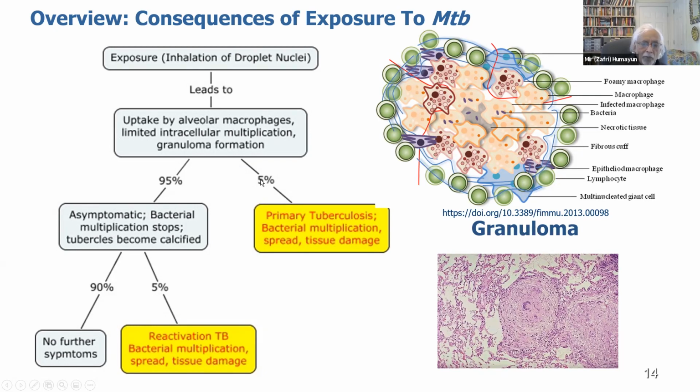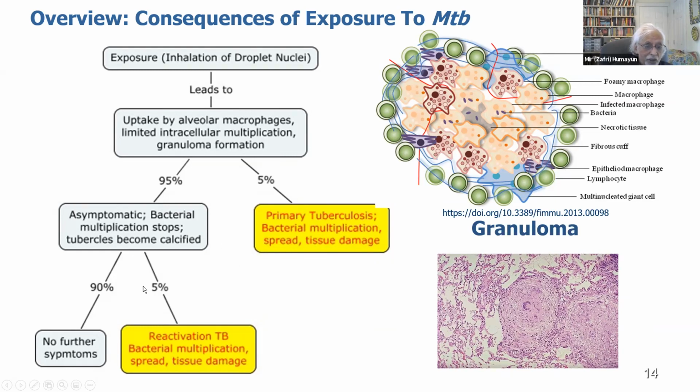Okay. What about the 5% who, immediately after the initial exposure to Mycobacterium tuberculosis, go into primary TB? What happens in those individuals? What happens is, in these cases, bacterial multiplication continues. Bacterial multiplication leads to spread to other locations within the lung, eventually leading to clinical symptoms that are provoked by tissue damage. And this is the condition called primary tuberculosis. We'll look later at what happens in the lungs of primary tuberculosis, what the symptoms are.